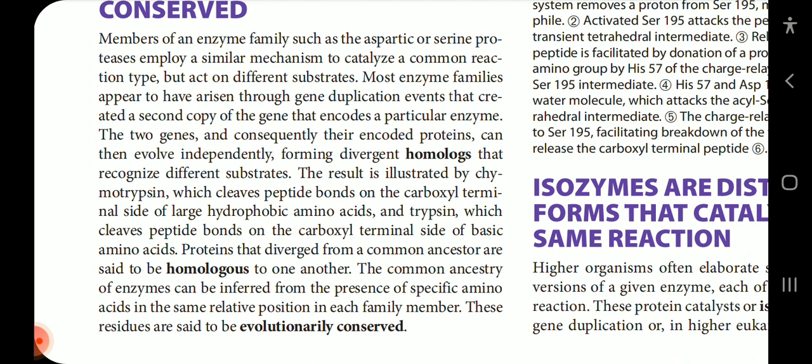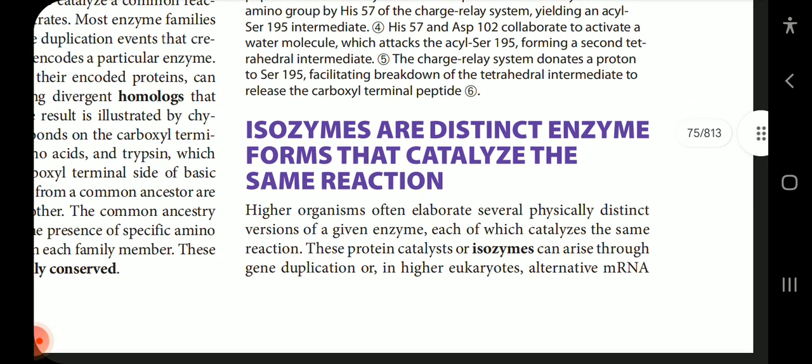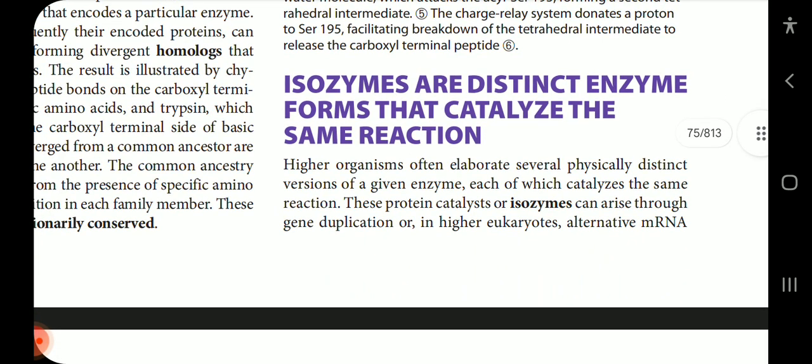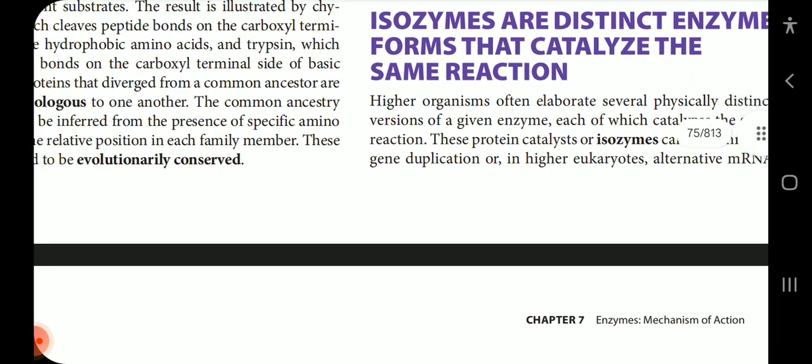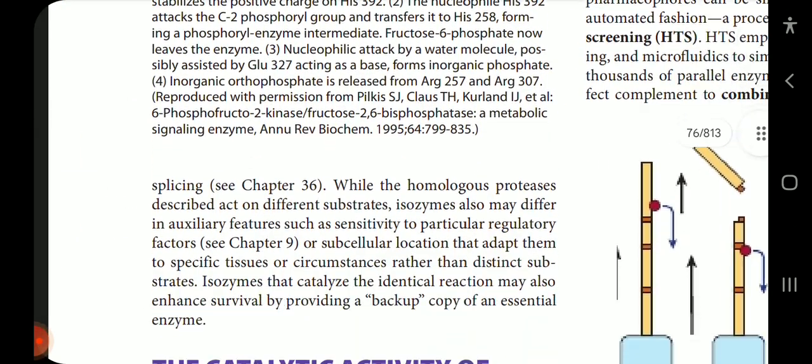The result is illustrated by chymotrypsin, which cleaves peptide bonds on the carboxy terminal side of large hydrophobic amino acids, and trypsin, which cleaves peptide bonds on the carboxyl terminal side of basic amino acids. Proteins that diverge from common ancestors are said to be homologues to one another. The common ancestry of enzymes can be inferred from the presence of specific amino acids in the same relative position in each family member. These residues are said to be evolutionarily conserved. Isoenzymes are distinct enzyme forms that catalyze the same reaction. Higher organisms often elaborate several physically distinct versions of a given enzyme, each of which catalyzes the same reaction. These protein catalysts or isoenzymes can arise through gene duplication or, in higher eukaryotes, alternative mRNA splicing.